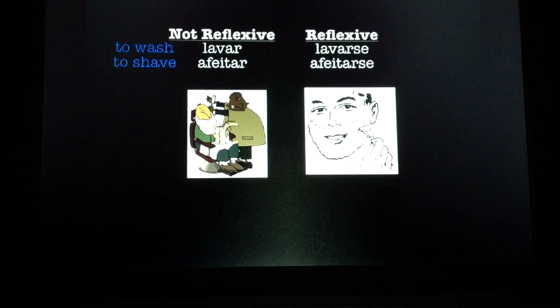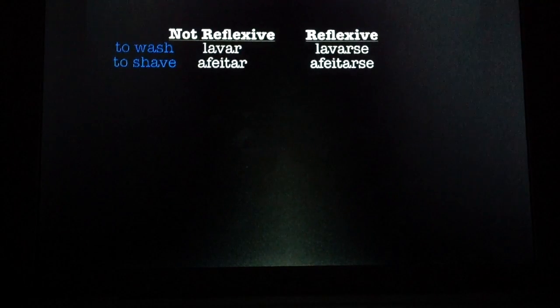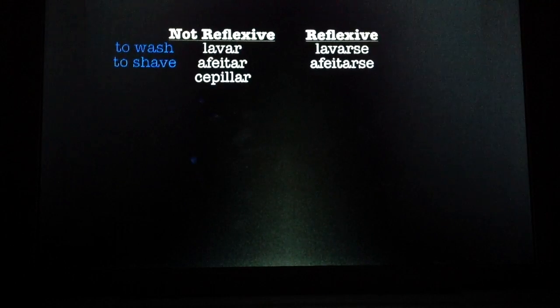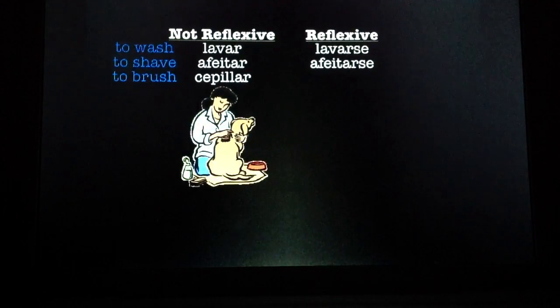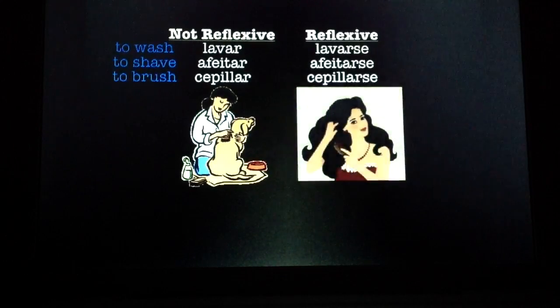Another example, cepillar. Cepillar means to brush. And you use cepillar if you brush the dog, or you brush somebody else's hair. If you brush your hair, then you now need to use cepillarse. So these verbs mean the exact same thing in the non-reflexive form as well as the reflexive form. But if you do it to yourself, or he does it to himself, you have to use the reflexive form. This is not my rule, this is Spanish.